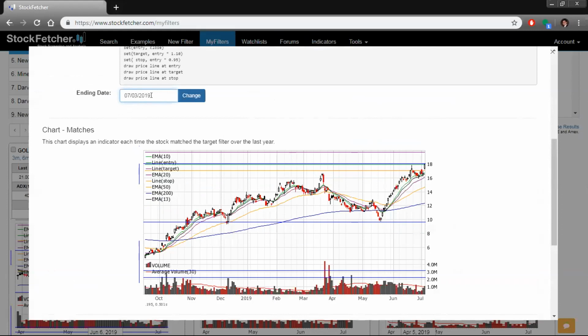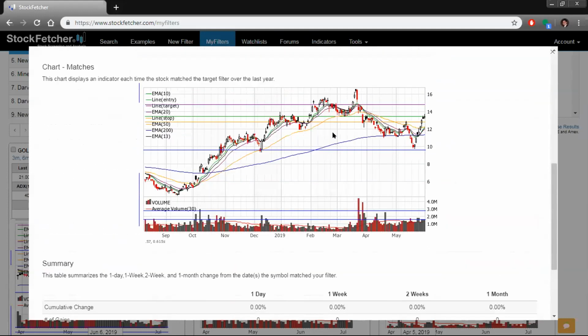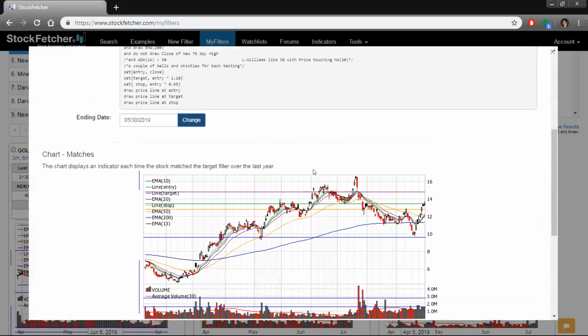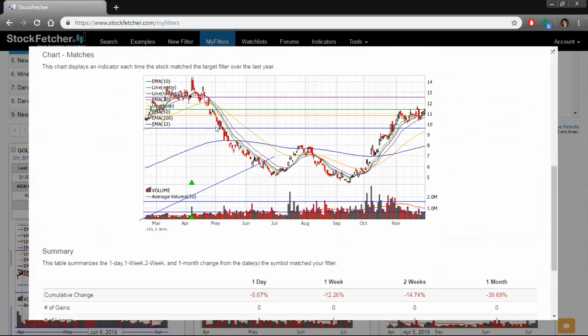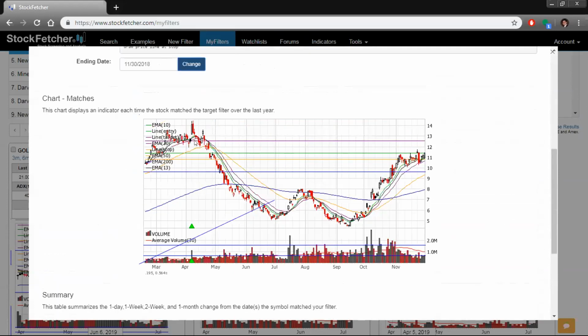Here, in the ending date, you can change the ending date. For example, I'd like to take a look at probably May 30. Change this one. Still, I don't have visibility of any green triangles. So I'll change it, because it will show you year per year. Maybe November 11 of last year, or November 30 of last year, as my ending date. There you go. There was a new 78-day high that failed.